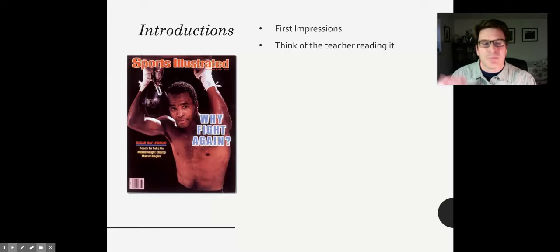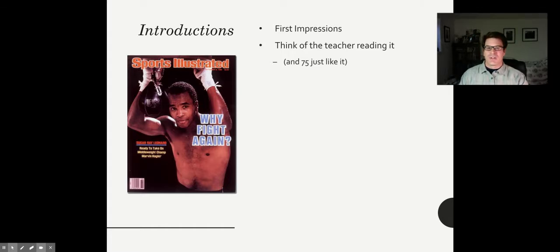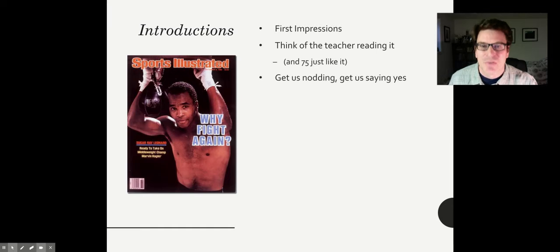So remember that I'm reading it along with 75 other papers. You don't want it to sound like everyone else's intro and be boring and just lay there flat on the page. You want the teacher to go from this position to this position. You want me to lean forward and get interested.